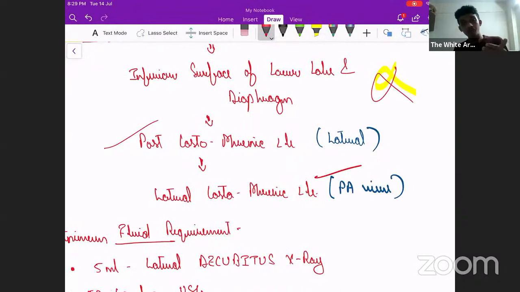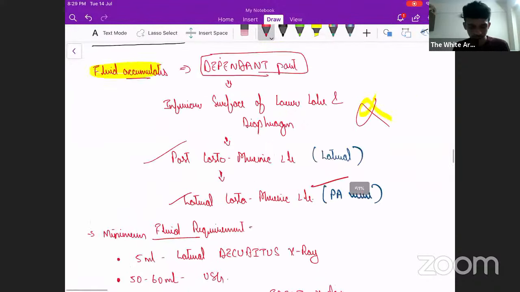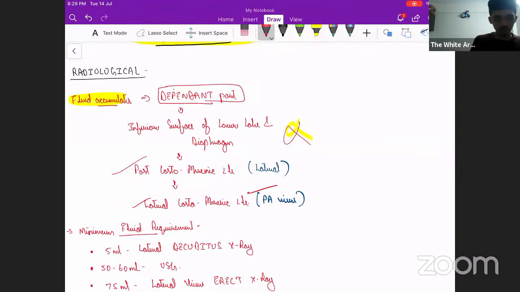After that, what happens? Once the posterior costophrenic angle gets filled, it will slowly seep into the lateral side. Next, the lateral costophrenic angle will get blunted. So lateral view followed by PA view. Okay, that is what happens. That is how the fluid accumulates.